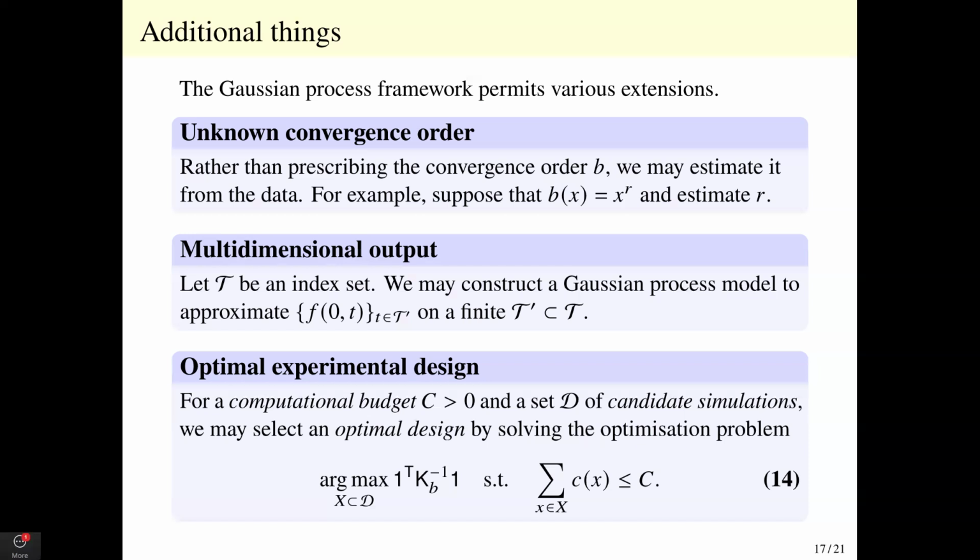And finally, which I find perhaps the most interesting, so also perhaps the most difficult of these, we can try to do optimal experimental design. So if we have some computational budget, capital C, and we have some set of candidate simulations, so basically a set of different discretization parameters that we can use, we can try to find out which discretization parameters are the best by maximizing this quantity, which is actually just one over the posterior variance of our method. This means that when you maximize this guy, you minimize the posterior variance under the constraint that the sum of the computational budgets at these discretization points does not exceed this computational budget.